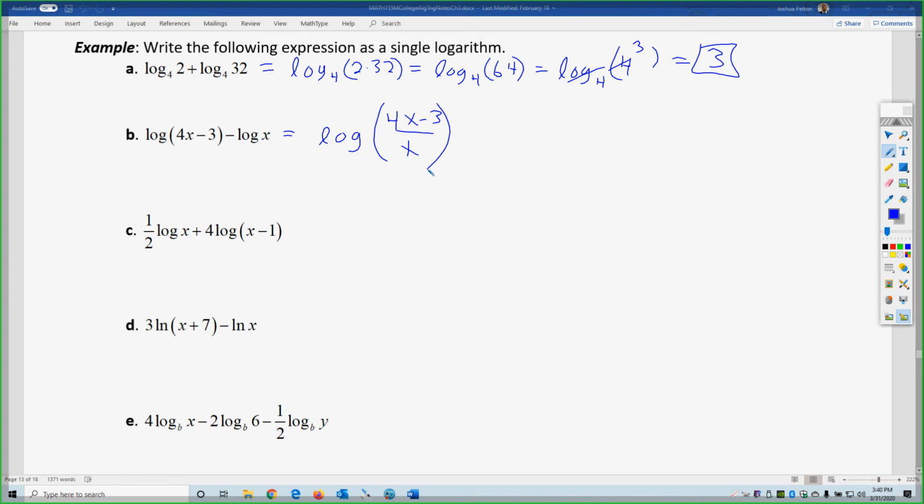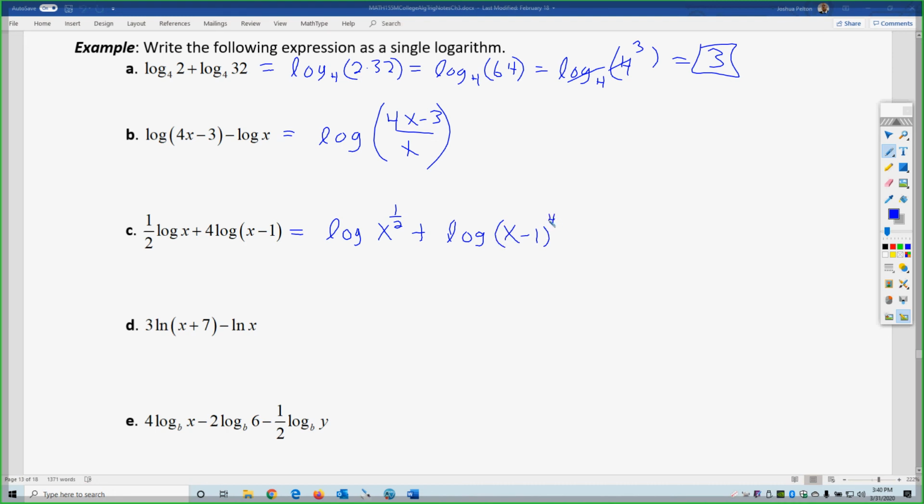We have a couple things going on here. You need to first apply the power rule. So log of x to the 1/2. Oops, I wrote 1/3 for some reason. Plus log of x minus 1 to the 4th. Okay.